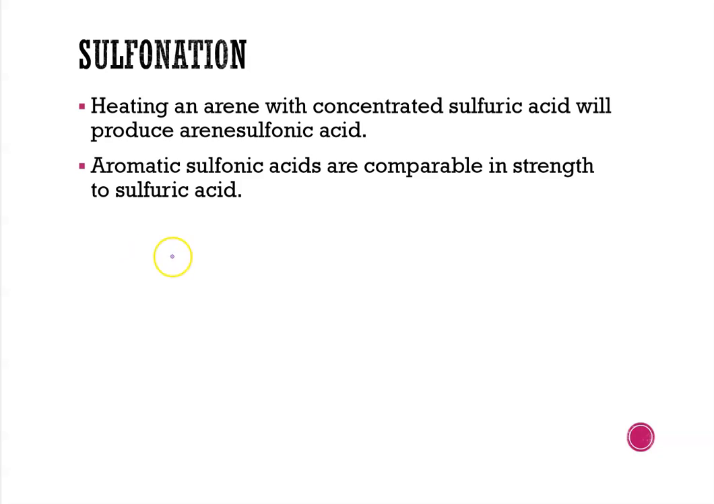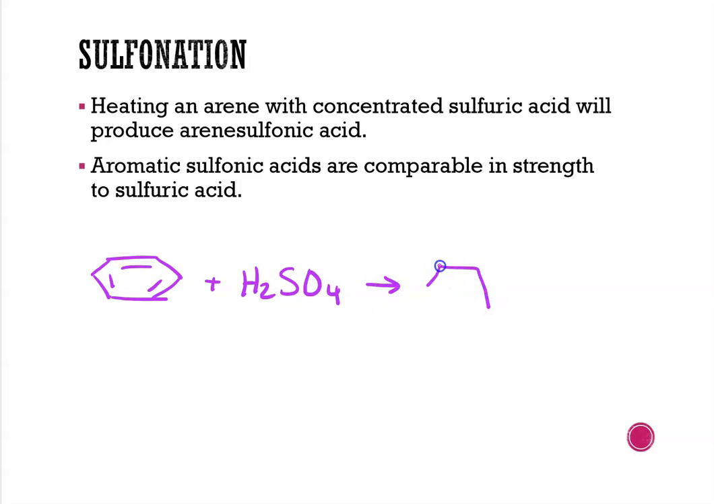So I'm going to take a benzene ring, and I add to it some sulfuric acid. There we go. So we add to it some sulfuric acid, and what we end up getting is a diagram. You'd think I'd be better at drawing benzene molecules by now.